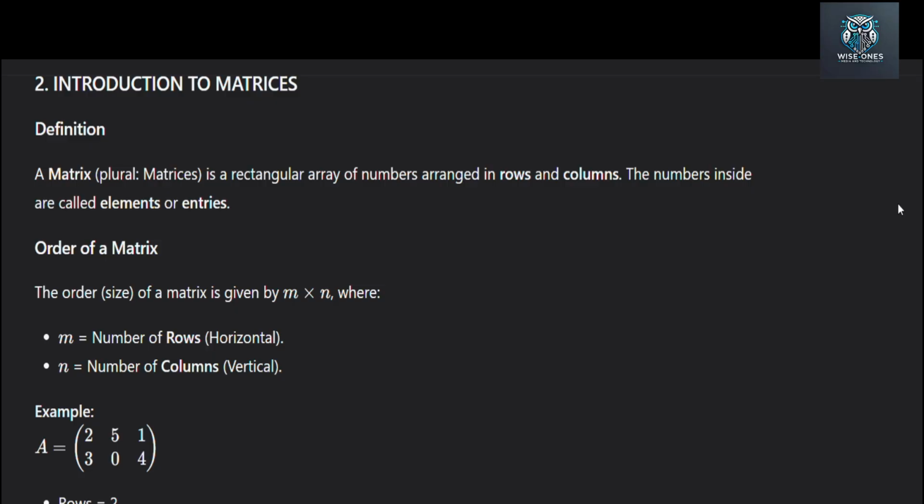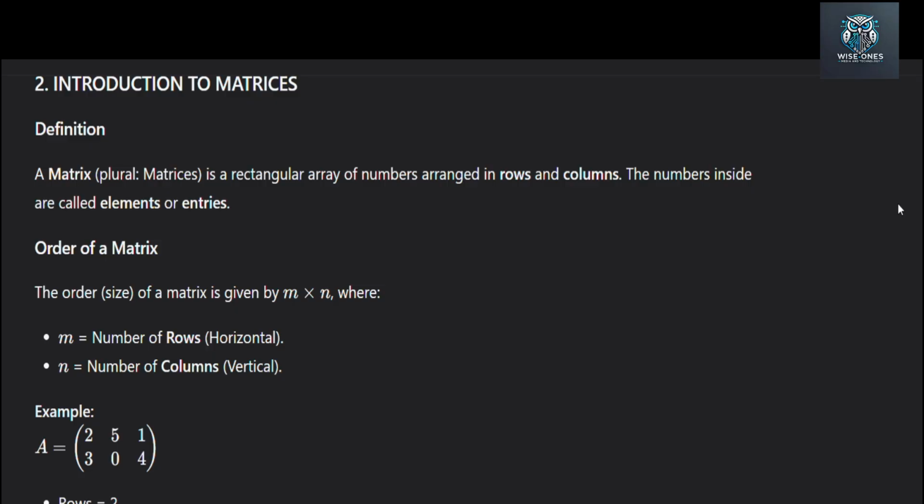Rows go horizontally, like rows of seats in a cinema. n is the number of columns. Columns go vertically, like columns holding up a building. Let us look at an example. Imagine a matrix A. It has 2 rows and 3 columns. The first row has the numbers 2, 5, and 1. The second row has the numbers 3, 0, and 4. So the order is 2 by 3.